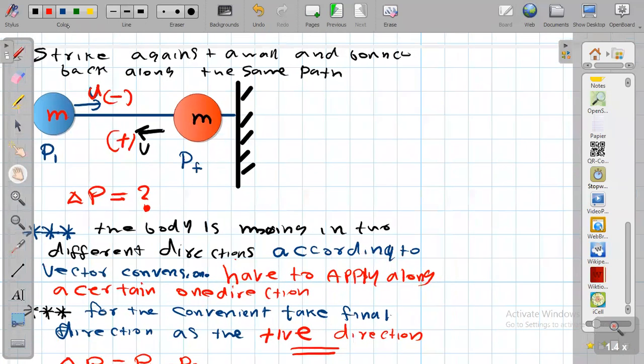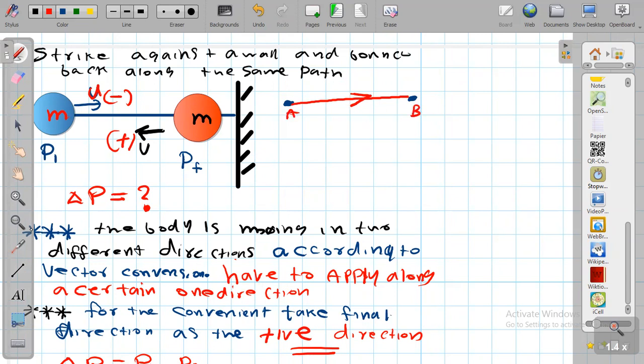Let me remind you of something. In my vector class, I showed you, if you just begin to move from point A to point B, you mark it with this type of straight arrow.